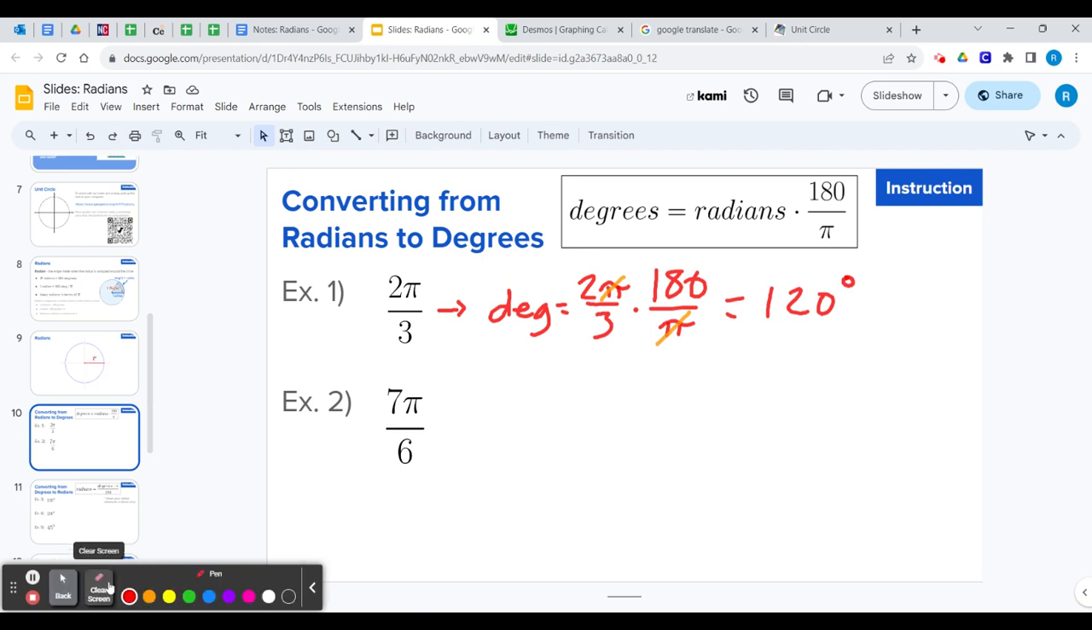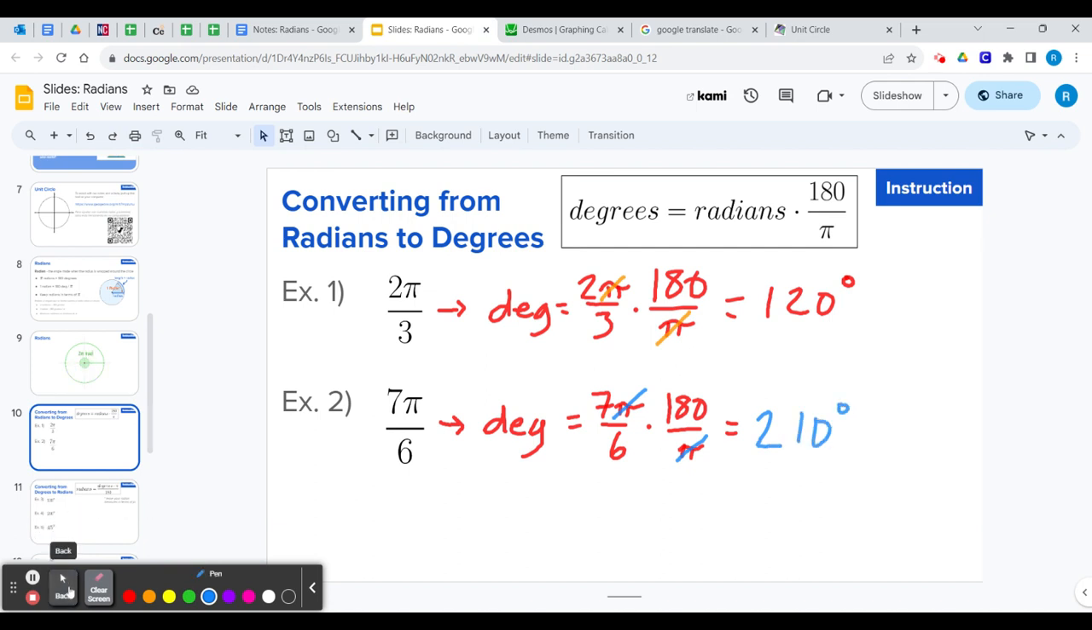So let's try this again with our example 2. I'm going to rewrite this formula here. Our degrees are equal to 7 pi over 6 times 180 divided by pi. And again, those pi's cancel out, which is really nice. So we're just left with our numbers, 7 times 180 divided by 6, and we're going to get 210 degrees for example 2.